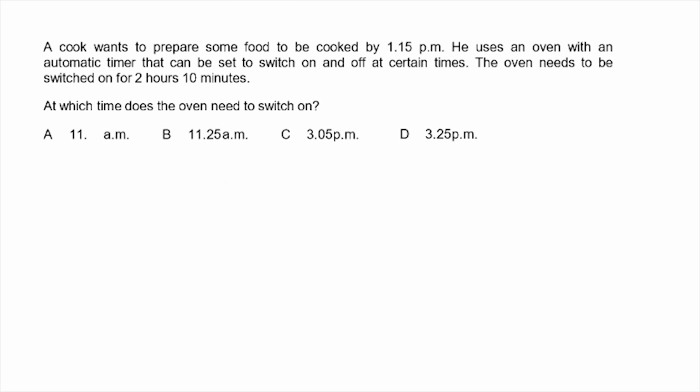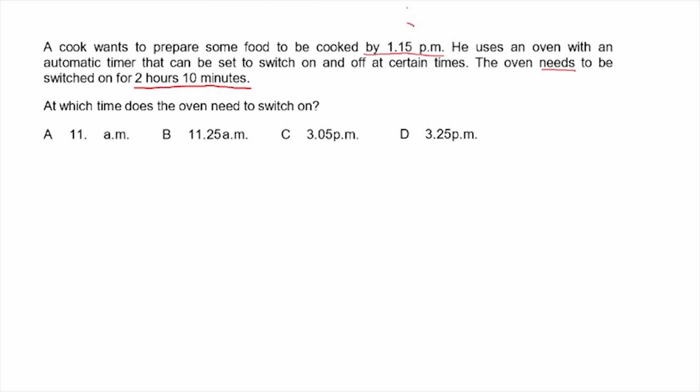So moving on to the next question. A cook wants to prepare some food to be cooked by 1:15 p.m. He uses an oven with an automatic timer that can be set to switch on and off at certain times. The oven needs to be switched on for 2 hours and 10 minutes. So I need to switch on the oven for 2 hours and 10 minutes. In other words, if you switch it on for 2 hours and 10 minutes, it will eventually go off. At what time does the oven need to switch on? The food needs to be cooked by 1:15, and this oven needs to be switched on for 2 hours and 10 minutes.